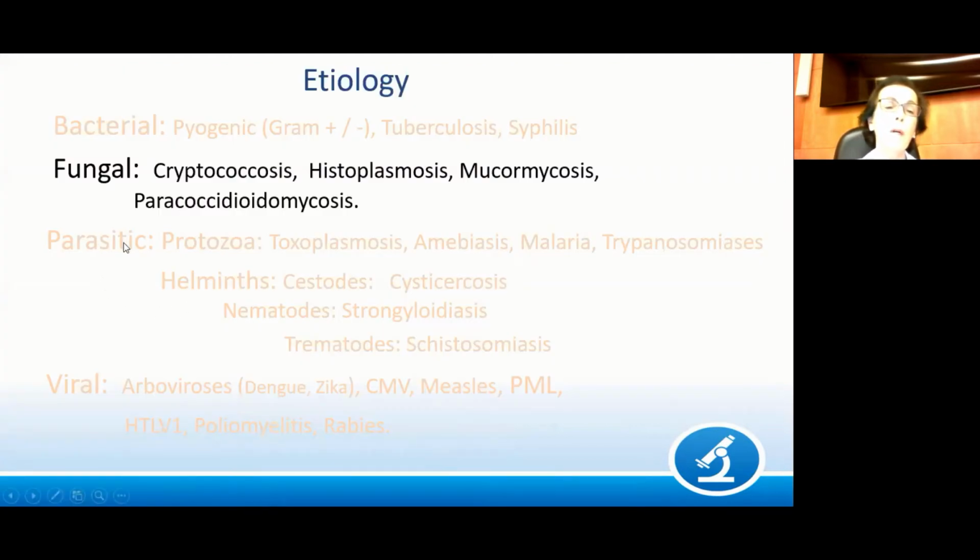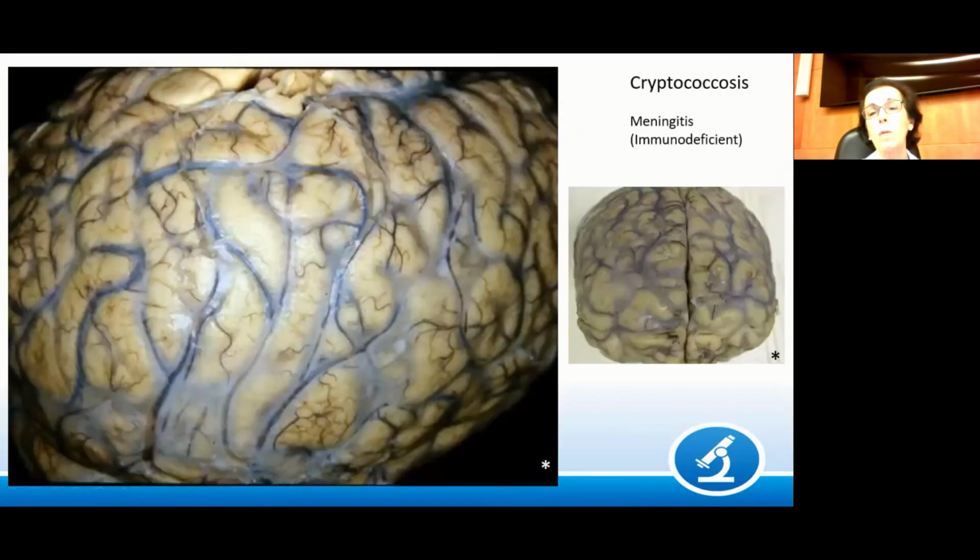Now going to fungal infection, I'm going to talk about these ones. Cryptococcosis, as I said, meningitis is the form which is presented in immunodeficient patients.